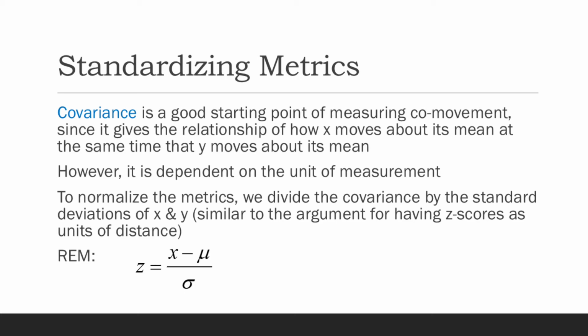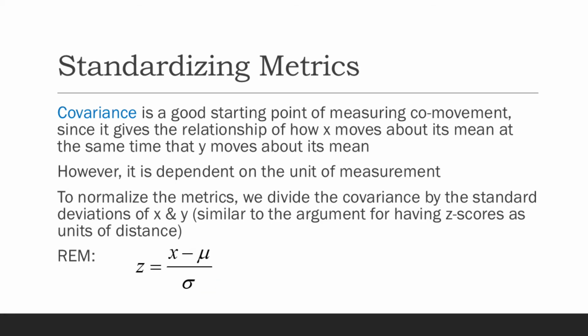Standardizing the metrics. Covariance is a good starting point of measuring co-movement since it gives the relationship of how X moves about its mean at the same time Y moves about its mean. However, it is dependent on the unit of measurement. To normalize the metrics, we divide the covariance by the standard deviations of X and Y, similar to the argument for having z-scores in our previous lessons.